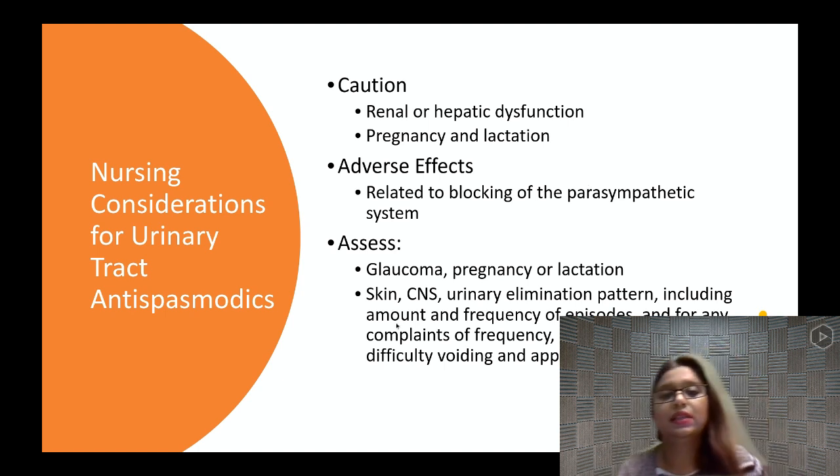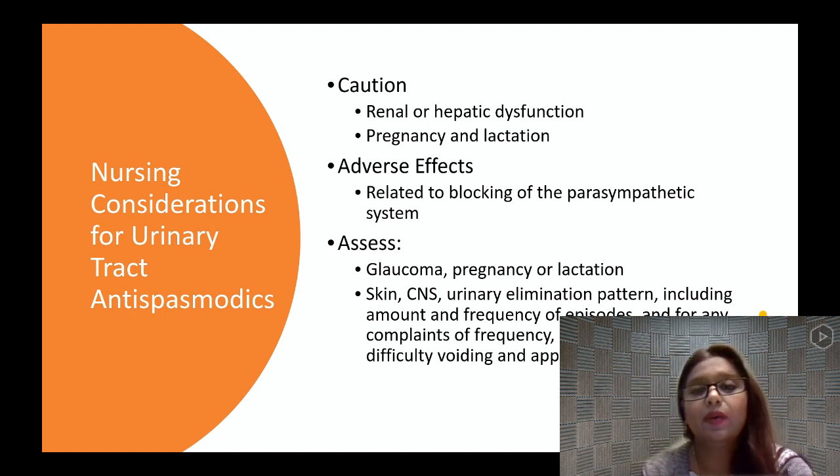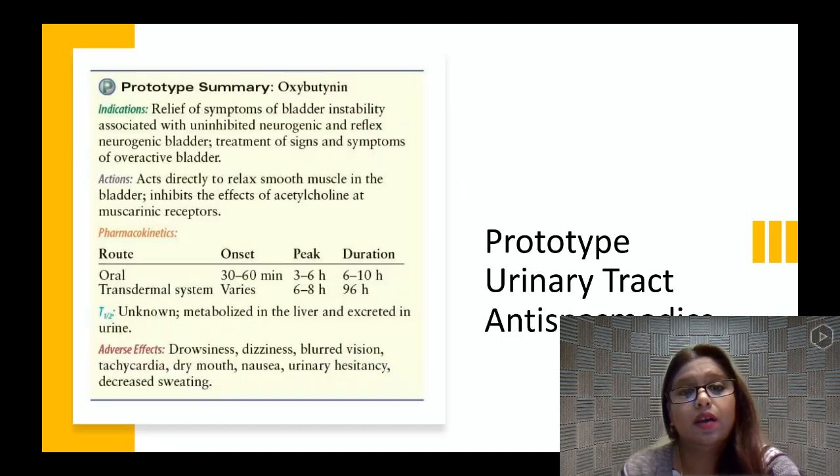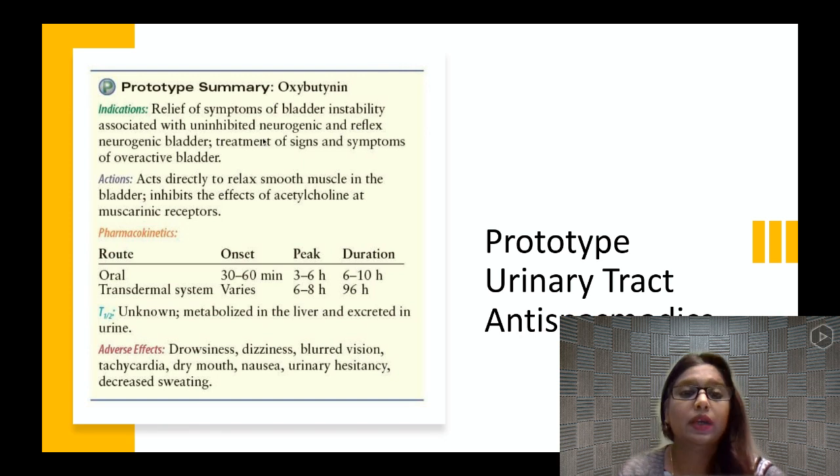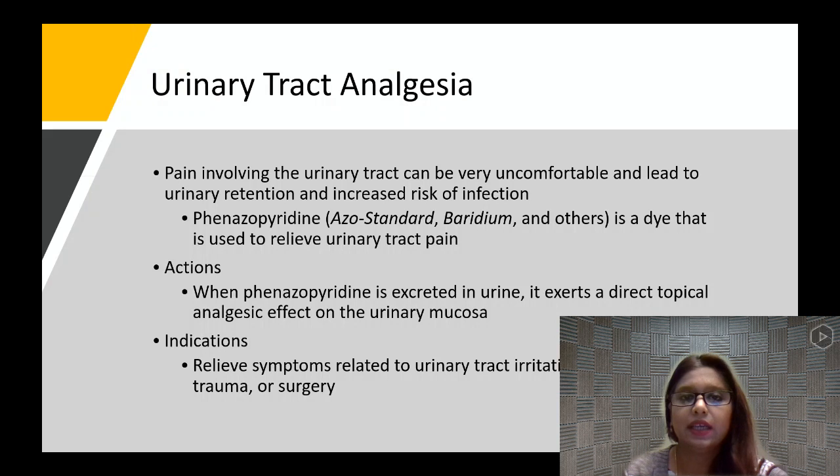All right, so going back to our urinary tract antispasmodics. Why do we give them? We want to make sure that whenever a patient has a urinary tract infection, their bladder is not causing a lot of spasm and pain, and this reduces the amount of pain. One of those medications is oxybutynin, the prototype, given for relief of symptoms of bladder instability associated with neurogenic bladder or reflex neurogenic bladder spasms. For any kind of bladder spasms, we give them this medication. So they come under urinary tract antispasmodics.